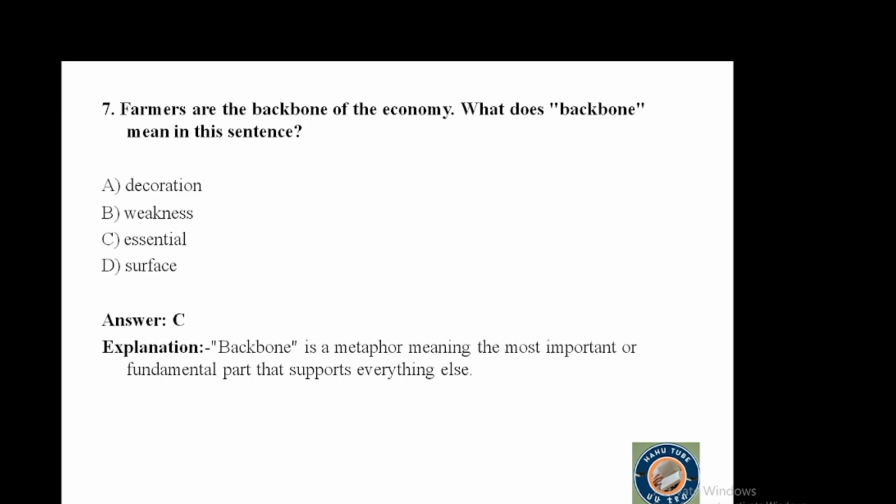Question number 7. Farmers are the backbone of the economy. What does backbone mean in this sentence? A. Decoration. B. Weakness. C. Essential. D. Surface. The answer is essential. Backbone is a metaphor, meaning the most important or fundamental part that supports everything else.